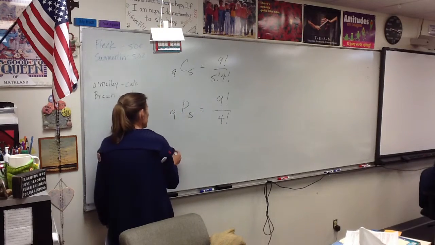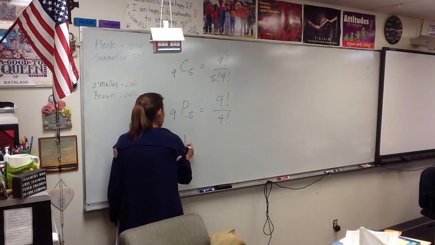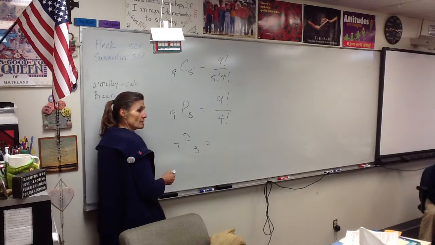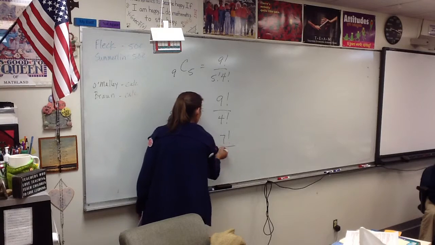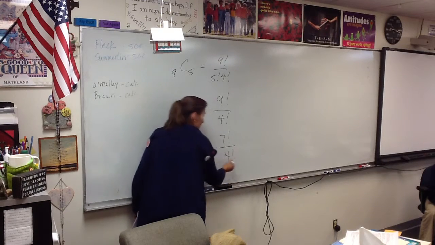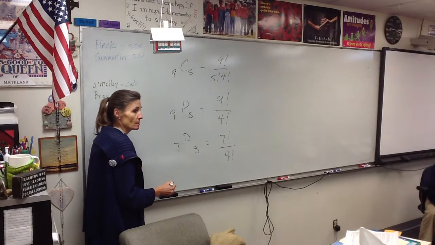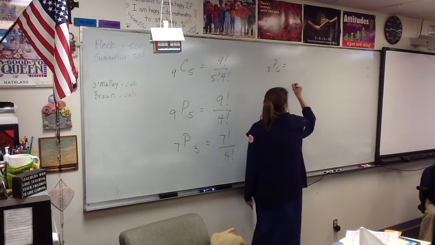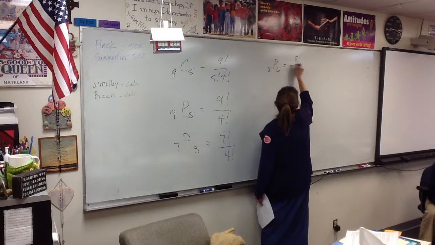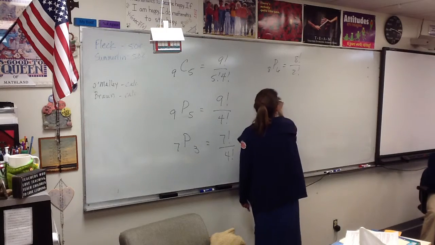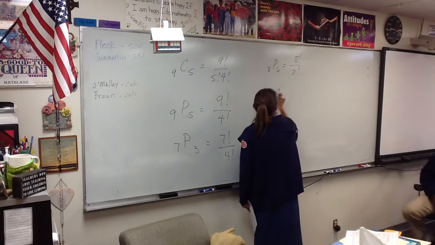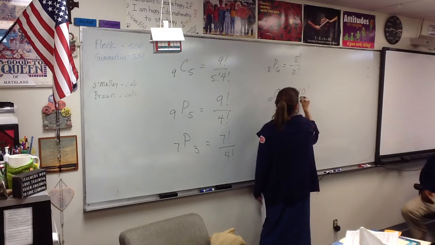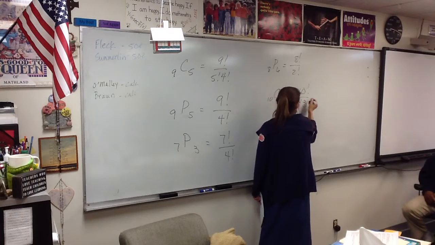Let me do another one, make sure you've got it. What if we had 7P3? 7P3 would be 7 factorial over 4 factorial. 8P6 is 8 factorial over 2 factorial. Be careful. What about 10C3? Watch, it's a C now. 10 factorial over 7 factorial, 3 factorial.